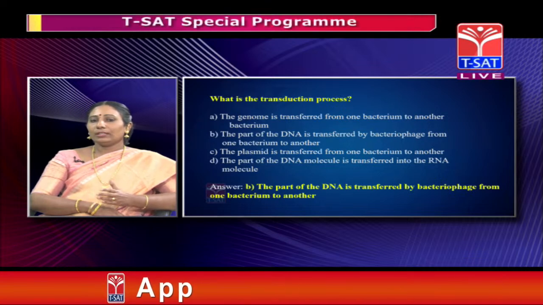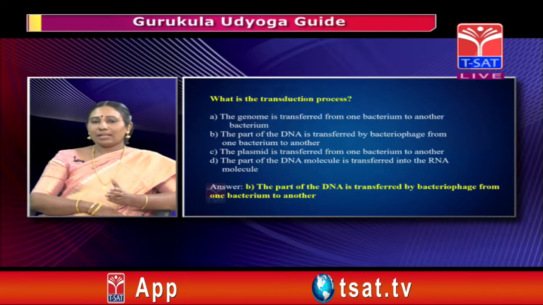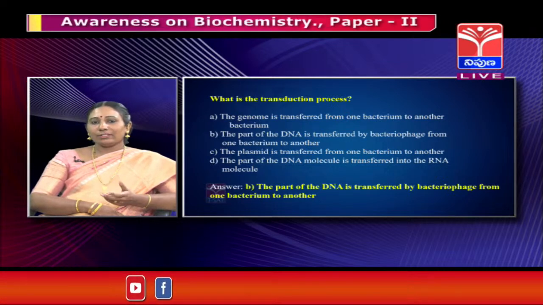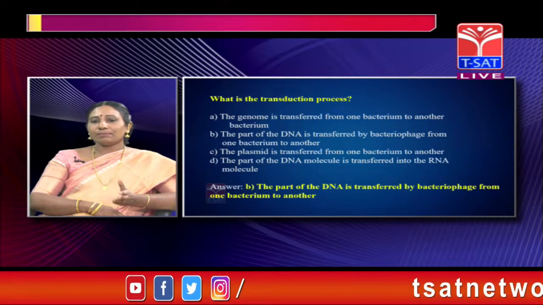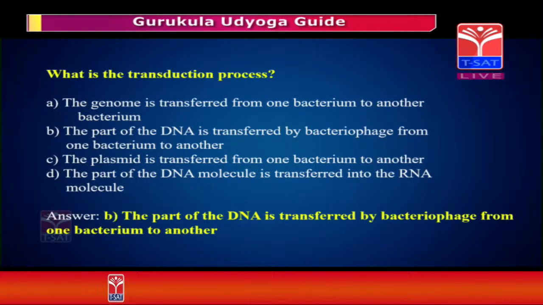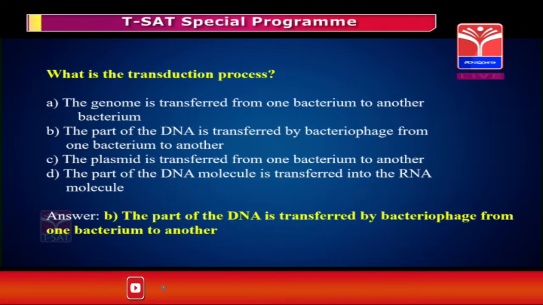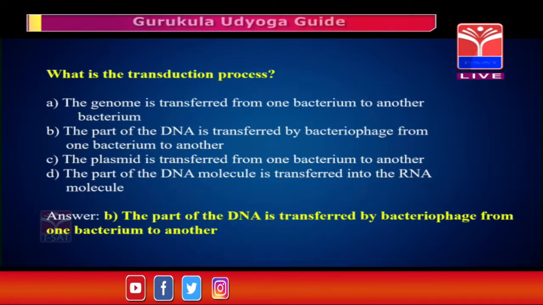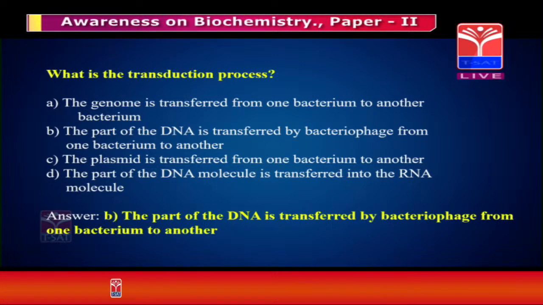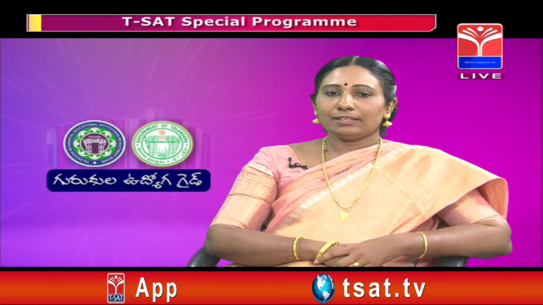If you know thoroughly that transduction is a process mediated by a bacteriophage, which is a virus of bacteria, and transformation is uptake of naked DNA, and conjugation is the transfer of a gene from one bacterial cell to another by means of a conjugation tube, these types of questions can be easily answered. So look into the topics of gene transfer mechanism, and as the answer shows here, the part of DNA is transferred by a bacteriophage from one bacterium to another. Sometimes the questions will be a little bit elaborate, but if you know the topic, it will be very easy to identify the answer.